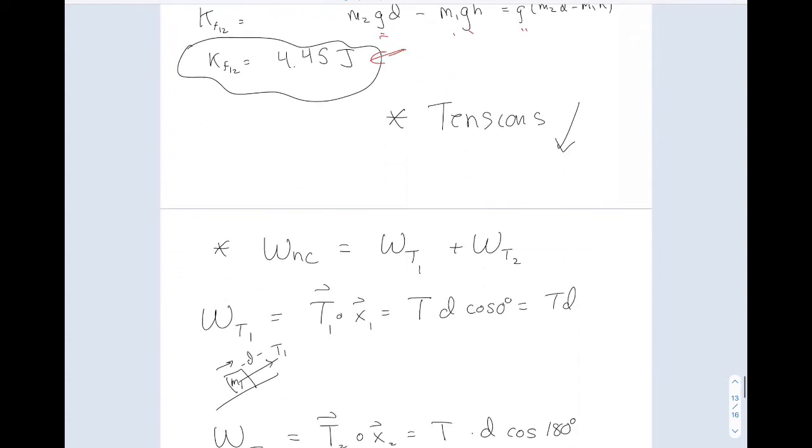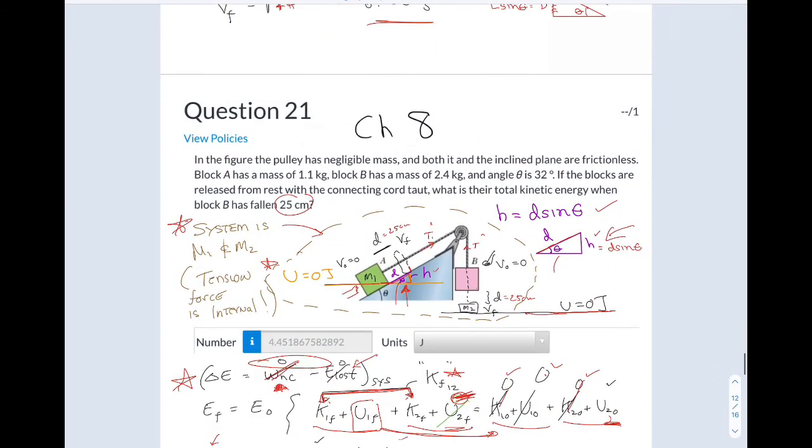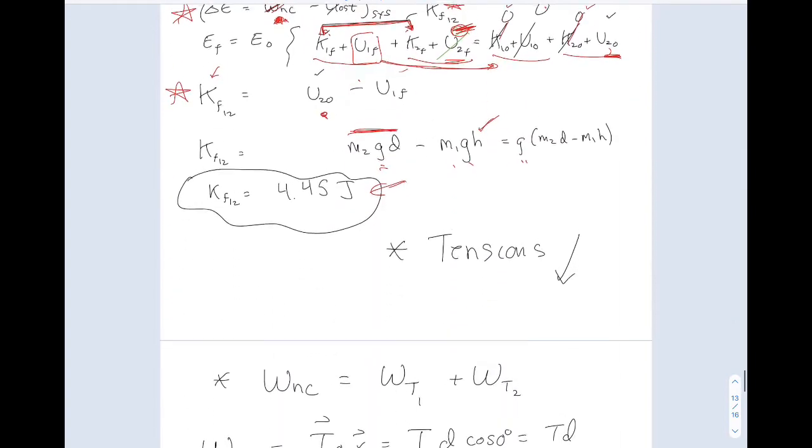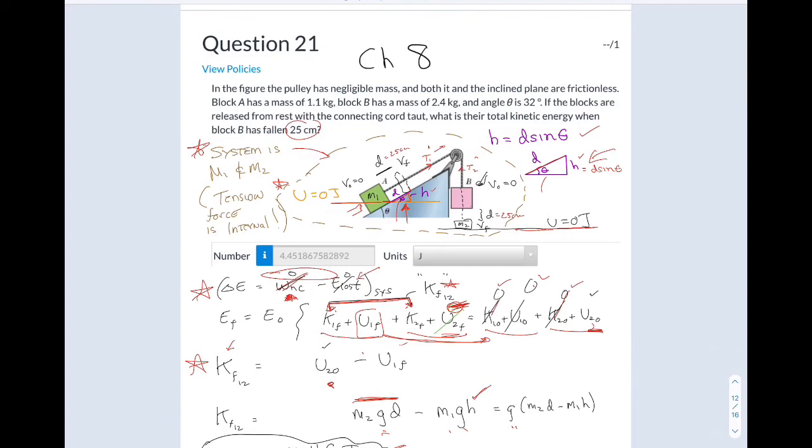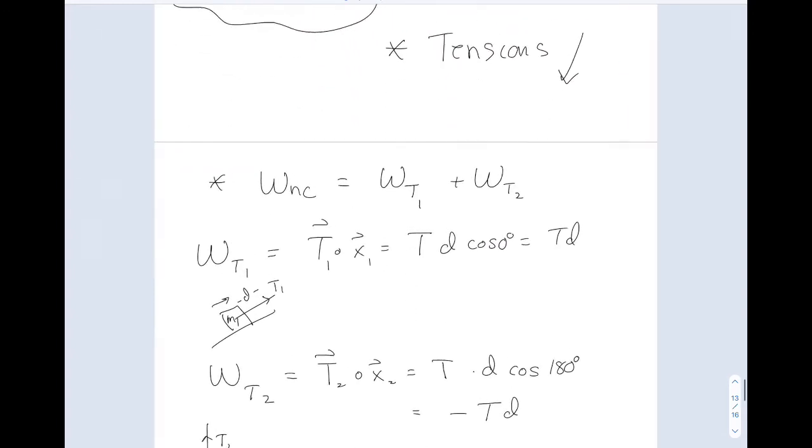Now I said that the work done by the non-conservative forces was the work done by tension 1 and tension 2, meaning this is the tension acting on number 1, and that's the tension acting on number 2. If I look at my picture, tension 1 points upward. The work done by tension 1 is tension 1 dotted into the displacement. So it's T1 times the distance it moves times the cosine of 0 degrees, because it's moving in the same direction as the tension. Cosine of 0 is 1. So that's the work done by tension 1.